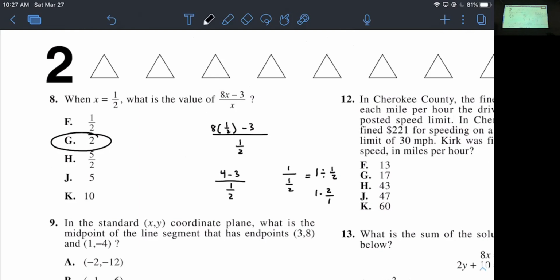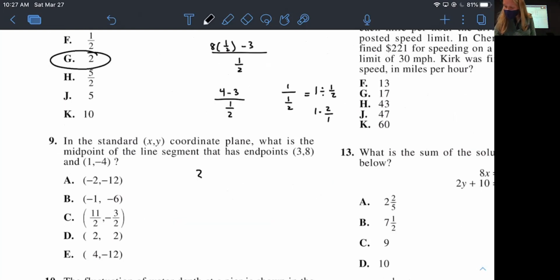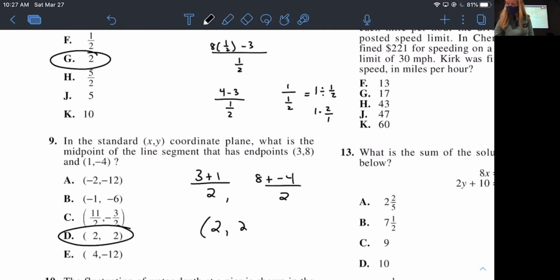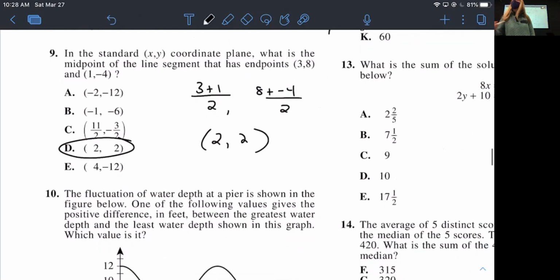Okay. 9, in the standard XY coordinate plane, what is the midpoint of (3, 8) and (1, -4)? Again, you could plot them and find halfway, or for the midpoint, add the x's divided by 2, add the y's divided by 2. So this would be (2, 2). Using the midpoint formula, it would just be (2, 2). Questions on 9?